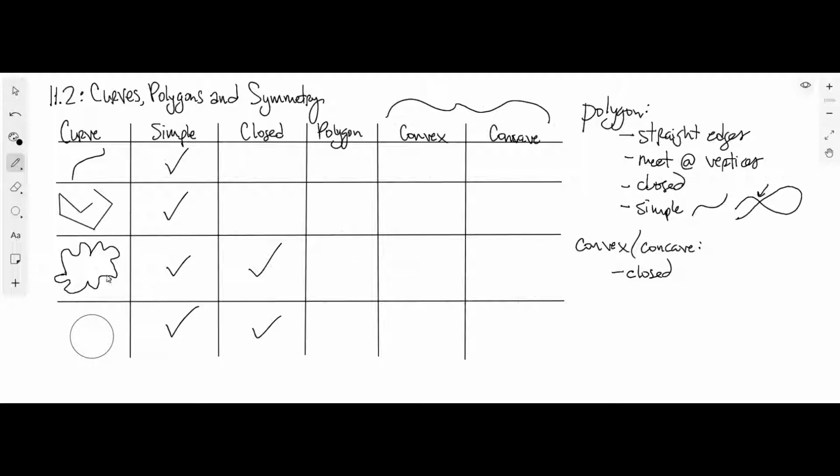This figure here, the third one, so let's name these. This is A, B, C, and D. C is a closed figure, so we can talk about whether or not it's convex or concave.